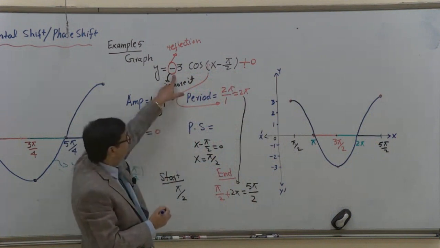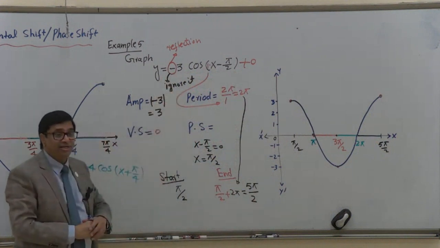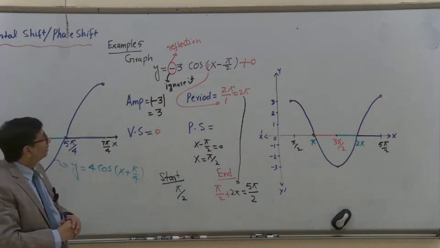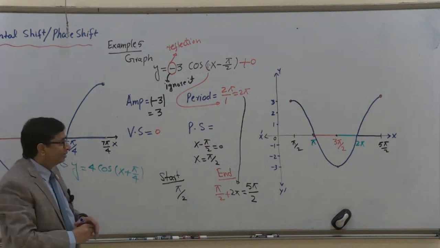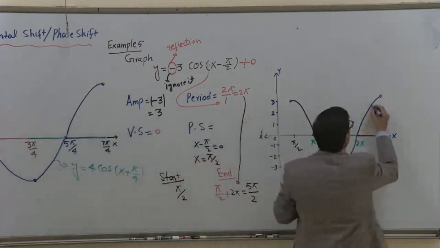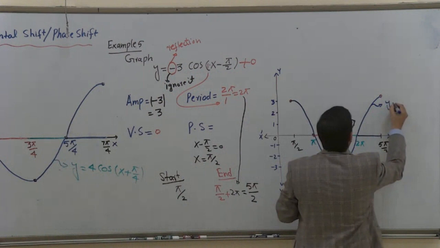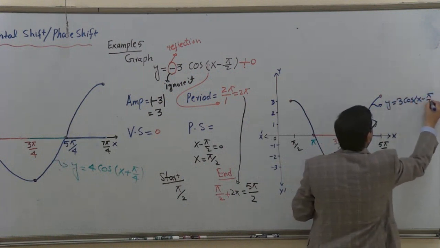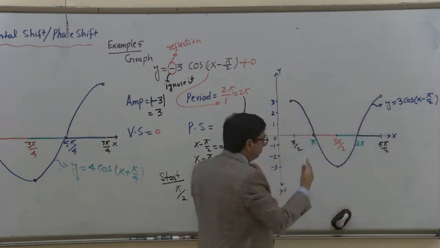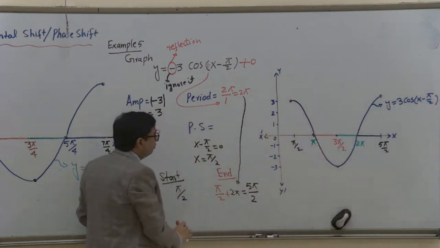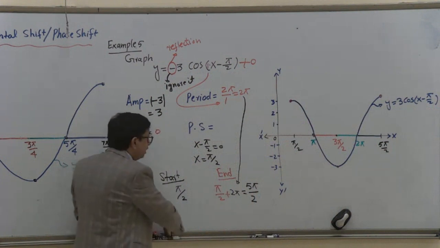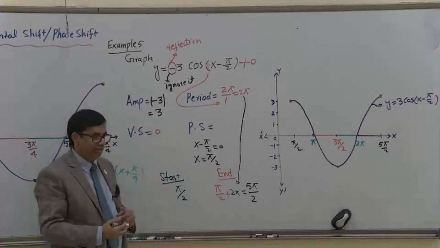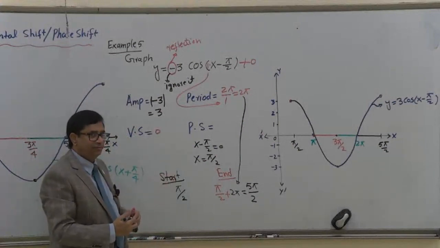But there is a minus sign. Negative sign is there. It's an incomplete graph yet. So negative means reflection. So this graph, we shall reflect it about the x-axis. This graph is 3 cosine of x minus pi over 2 for one complete period. For the reflection, we shall take reflection about the x-axis. The x-axis will act as a mirror. So we take the mirror image of this.